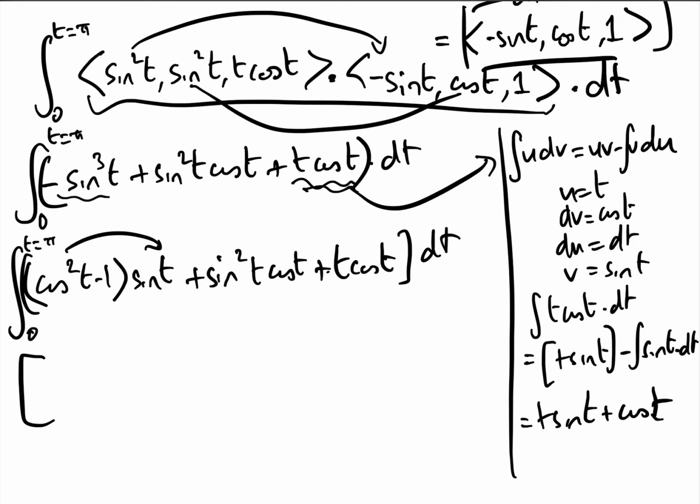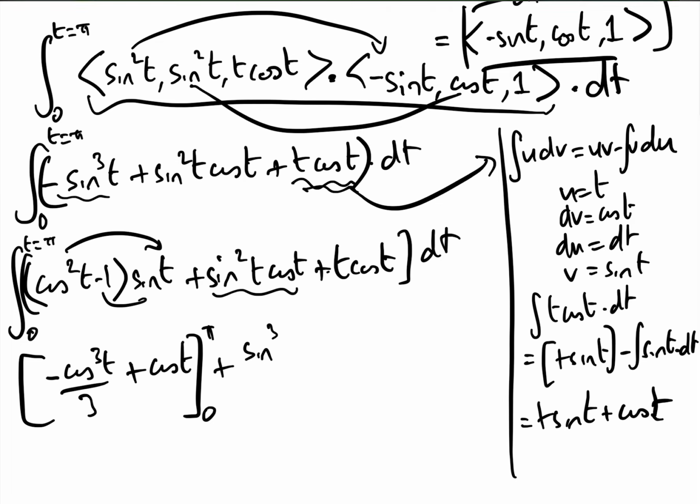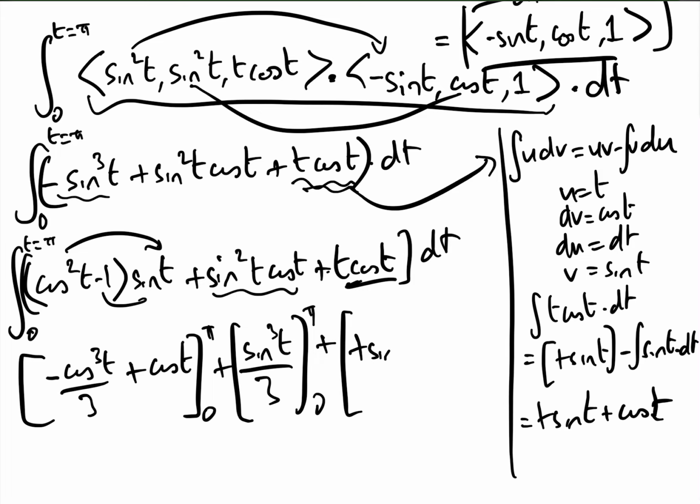Basically the integral of cos squared t sine t is minus cos cubed t over 3, add, well that's minus sine t, so that's add cos t, so that's between pi and 0, add, integrating this one exactly the same way, will be sine cubed t over 3 between pi and 0 again, and then add, well we've already done this one here, that is basically t sine t add cos t, again between pi and 0.